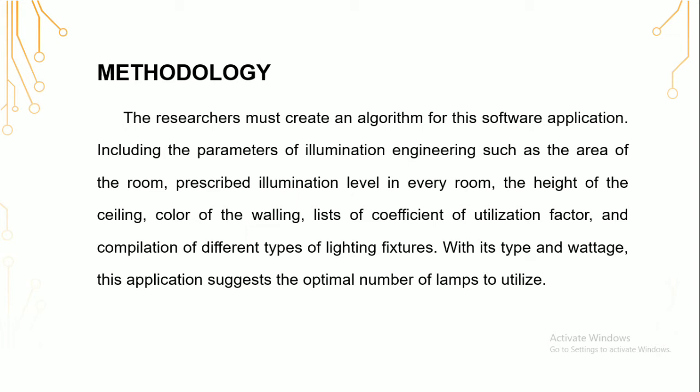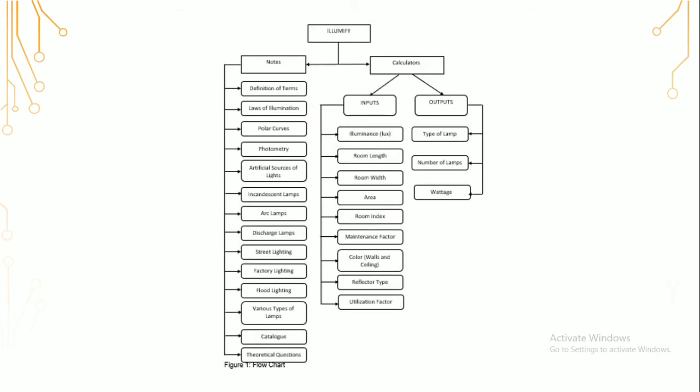I'll be talking about the methodology. The researchers must create an algorithm for this software application, including the parameters of illumination engineering, such as the area of the room, prescribed illumination level in every room, the height of the ceiling, color of the ceiling, list of coefficient of utilization factor, and compilation of different types of lighting fixtures, with its type and wattage. This application suggests the optimal number of lamps to utilize.